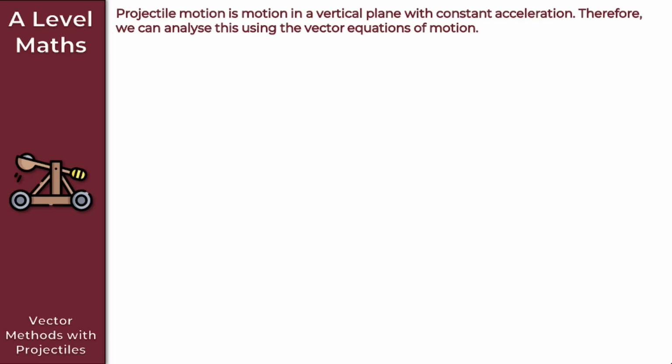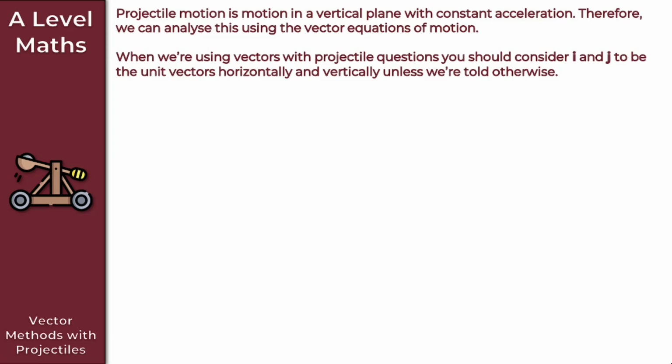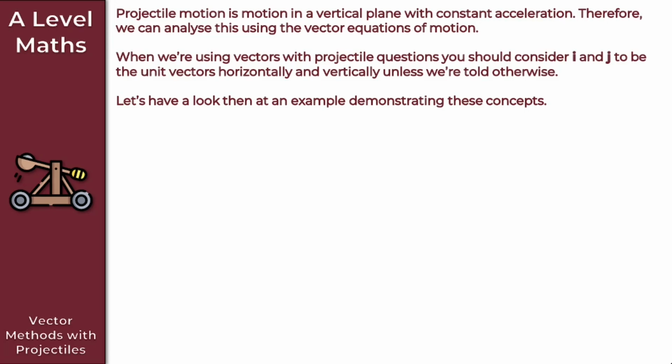In this video, we're going to take a look at vector methods with projectiles. Projectile motion is motion in a vertical plane with constant acceleration, so we can analyze this using the vector equations of motion. When using vectors with projectile questions, you should consider i and j to be the unit vectors horizontally and vertically, unless we're told otherwise. Let's have a look at an example demonstrating these concepts.